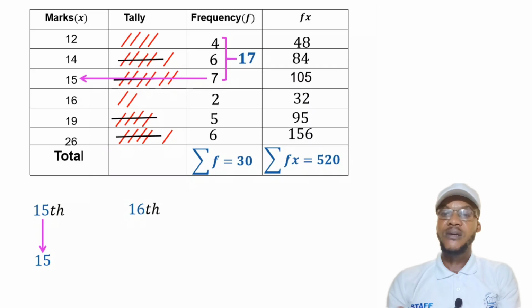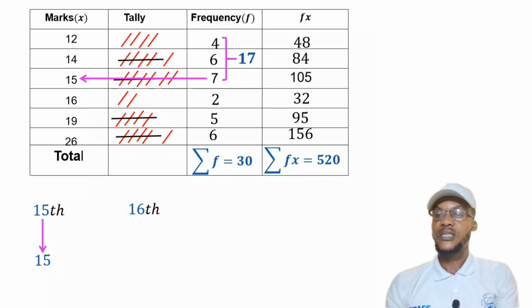We do the same thing: you start adding from the top of the frequency until you get a value within which we find the 16. So if you add 4 to 6, you get 10. You add 7 to 8, you get what? 17. So you realize that even the 17 that we got for the 15, the 16 is still less than the 17. So we can still find the 16th position within the 17.